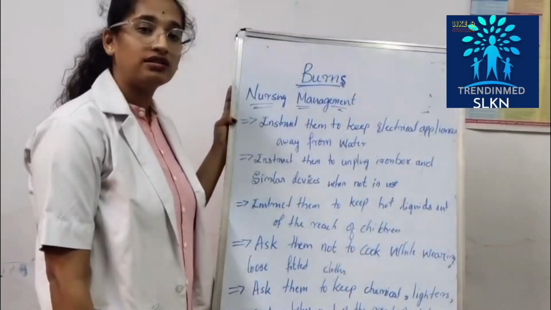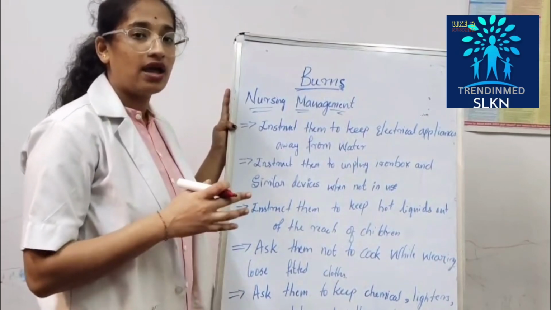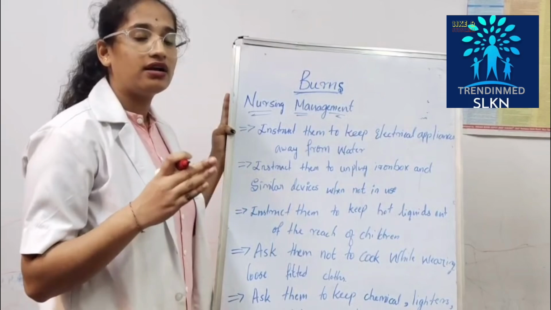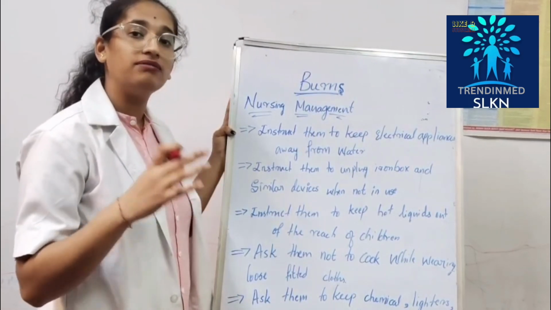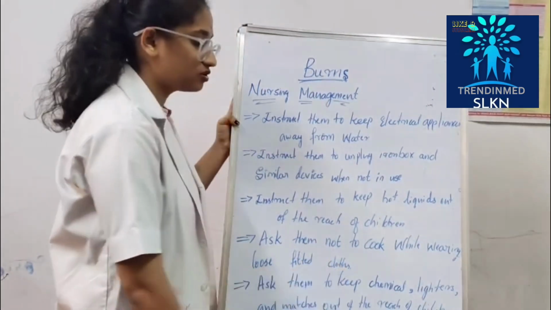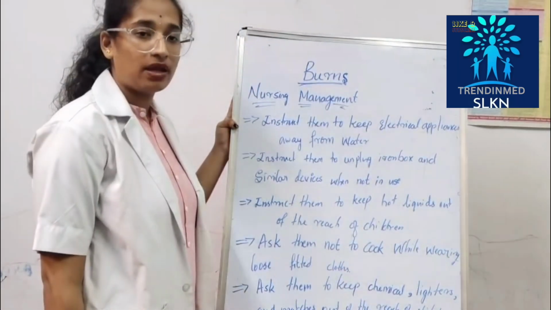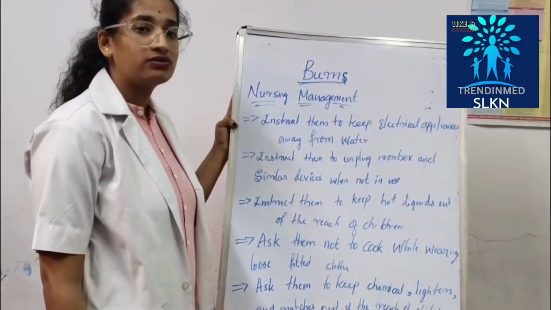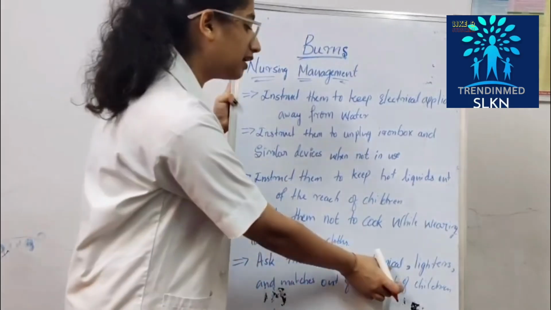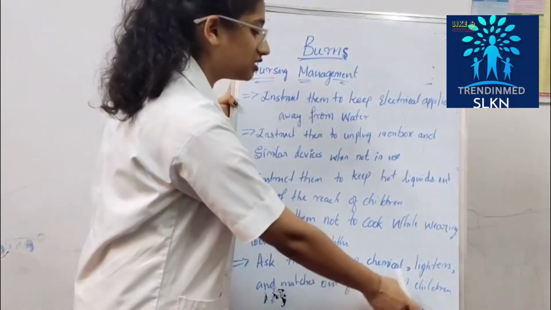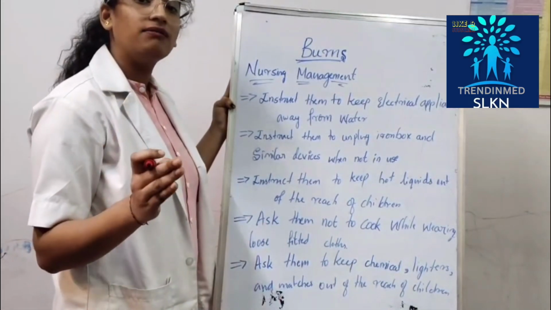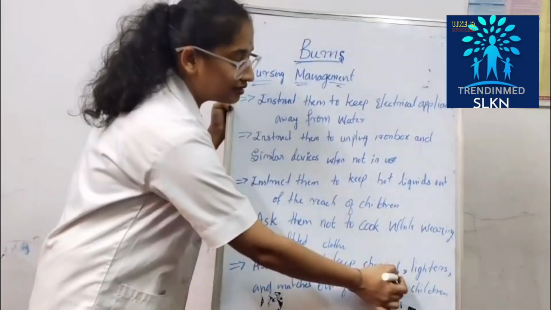Then instruct them to keep hot liquids out of reach of children. We have to instruct the patient's family to keep hot liquids or any hot materials away from the children. Then instruct them not to cook while wearing loose-fitting clothes. Then ask them to keep chemicals, lighters and matches out of the reach of children. We have to keep matches, lighters and chemicals away from the children.